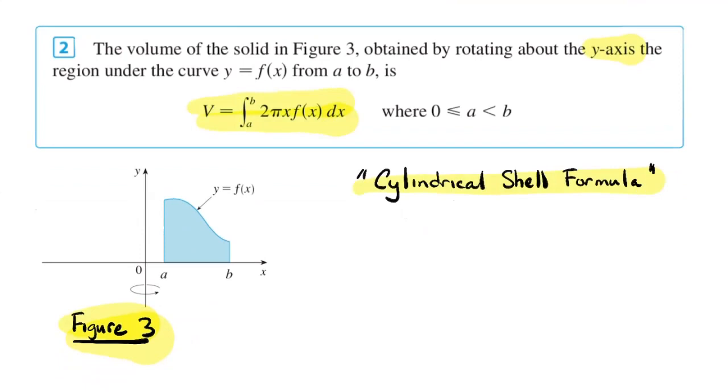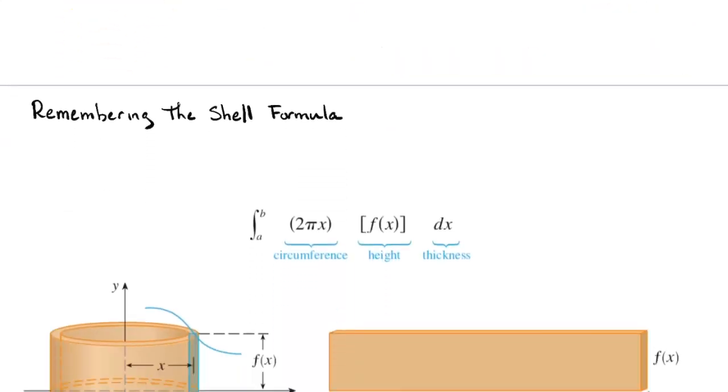Just like with disks and washers, it has a constant built into it, 2 pi. I usually like to write that out in front. It's a constant. And then what are the pieces of this thing? Well, x, the distance to the axis of rotation; f of x, the height of the shell; dx, the infinitesimal thickness of the shell. Length times height times thickness, volume is dimensionally correct.